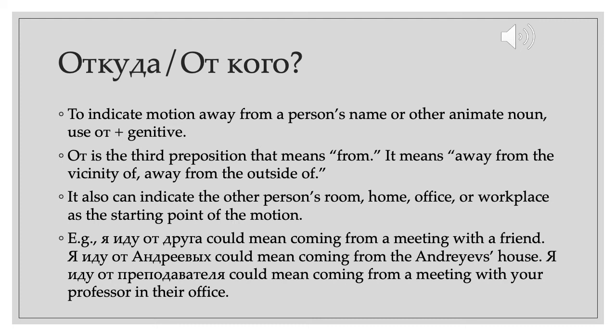So if you say, я иду от друга, you're coming from a meeting with a friend. Maybe you were at the friend's house, maybe you met up with them at a cafe or something like that. But the important thing is that you were meeting with a friend. If you say, я иду от Андреевых, it means you were coming from the Andreevs' house, or it could mean that you were meeting up with them somewhere like in the park and you're coming from them. If you say я иду от преподавателя, that probably means you're coming from a meeting with your professor in their office. But it could also mean that you met up with them somewhere else. But the important thing is that you are orienting yourself in reference to another person and not a place.